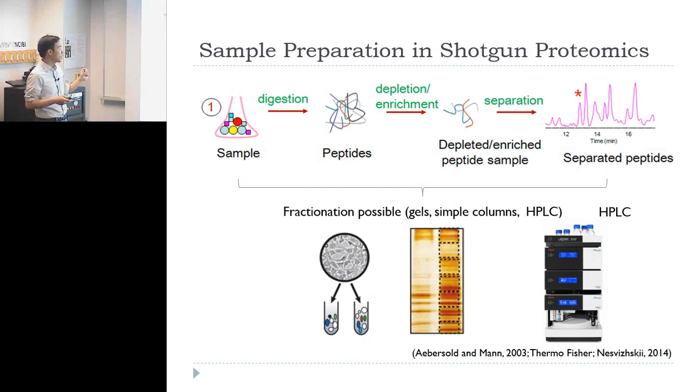And obviously, fractionation is a very important part of sample preparation because the sample is very, very complex, and the mass spec is not able to sample everything fast enough. So you can run your proteins on a gel and separate things out at the protein level before doing the digest, or you can digest and separate things out using simple columns, or you can separate things out using HPLC, and then you mix your samples again. So there are a lot of things that you can do with fractionation.